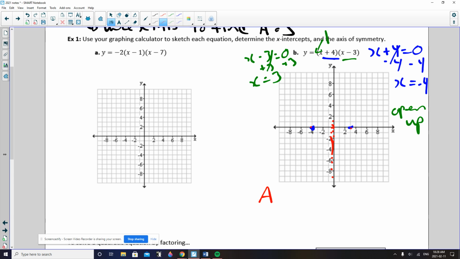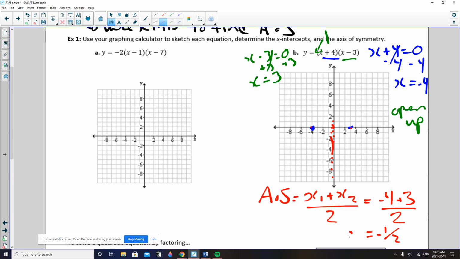The way that I can find this is that my axes of symmetry is equal to x1 plus x2 divided by 2, right? I'm just finding the average or the middle between those 2 points. So in this case, I would be going negative 4 plus 3 and dividing that by 2. So my axes of symmetry is actually at negative 1/2, which is exactly where we said.